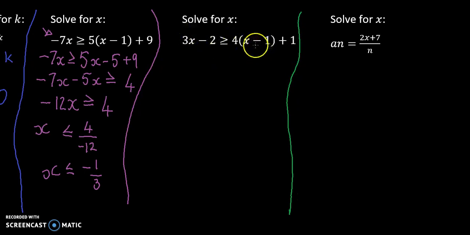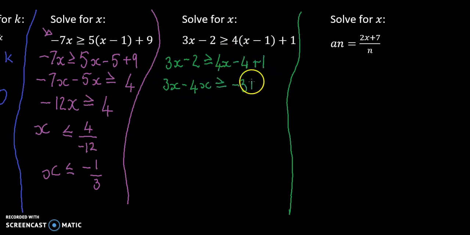Another linear inequality. We're going to rearrange it. But first, let's multiply out the brackets. And that's greater than or equal to 4x minus 4 plus 1. Rearranging, so it's 3x minus 4x is greater than or equal to, that's going to be minus 3, then plus 2, so we've got minus x is greater than or equal to minus 1.